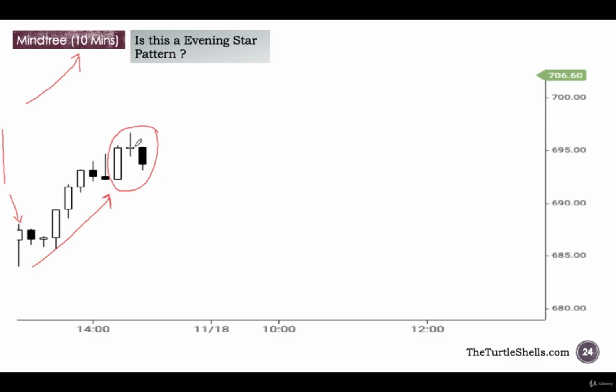Second is the star which is touching the first white real body. That's okay. That's not a problem. We can call it a normal evening star. But the problem is the third candle. This is not closed below the midway point of the prior tall white candle, which is why I would not call this an evening star. Irrespective of what happens next, even if the price goes down, I don't care. I don't want those profits. The fact that it is not an evening star, I wouldn't bother taking this trade.